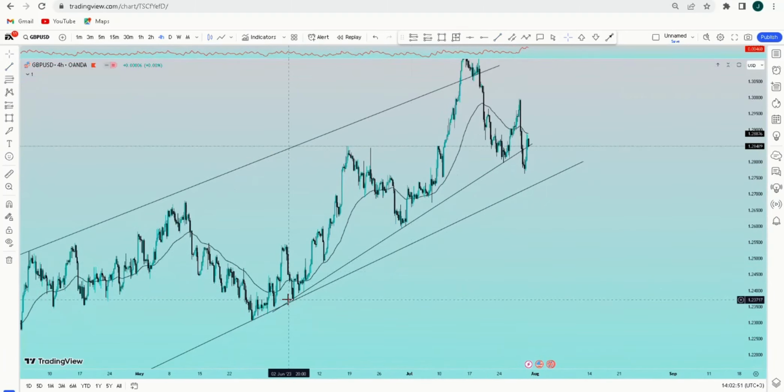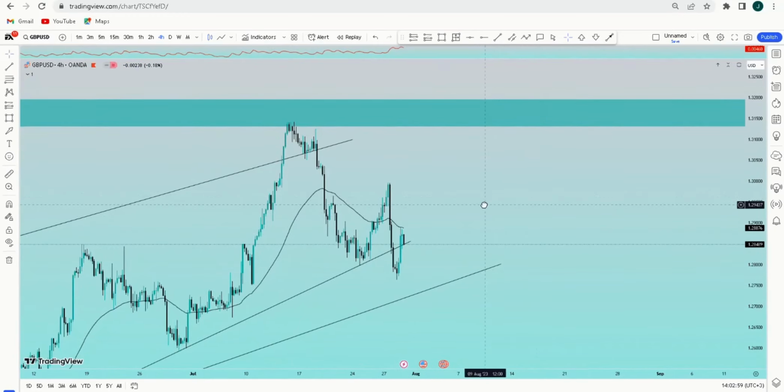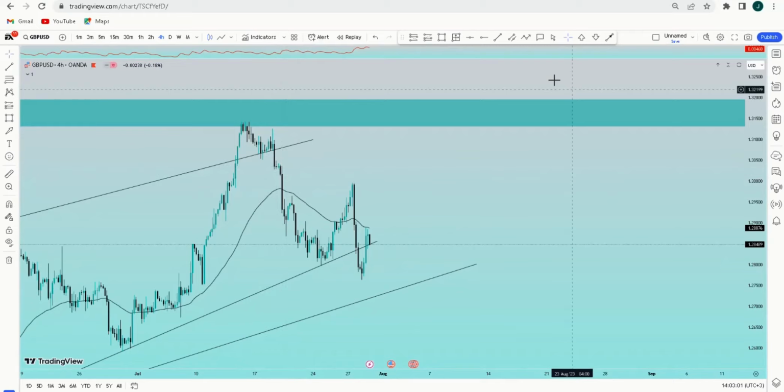We have our first touch, second touch, and this is our third touch. So I was expecting this market at least to come and retest this supply zone. As you can see, this is something like a supply zone, because the market broke this structure, and it paused a bit, then it dropped again.